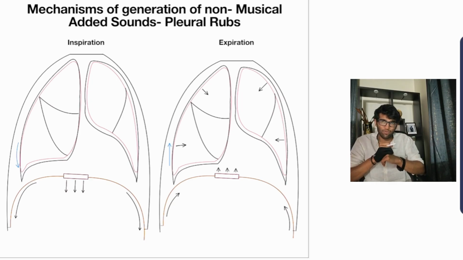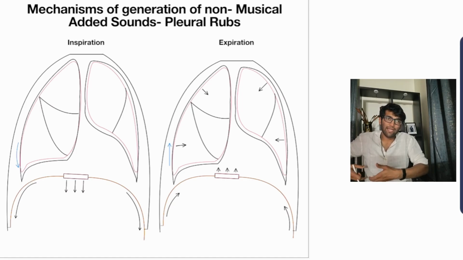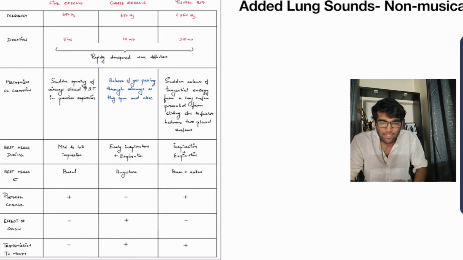Unlike the other sounds, however, these sounds will be best heard at the site where they're being produced, because they are actually being produced right next to the surface of the chest. So this is a comparison between the three types of non-musical sounds. As we've seen, fine and coarse crackles are differentiated based on the frequency of sound that is being produced, and the duration of sound, with the fine crackles being less than around 5 milliseconds, and coarse crackles usually lasting around 10 to 15 milliseconds.